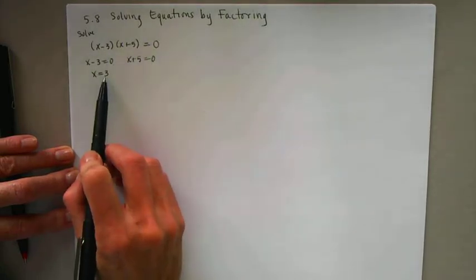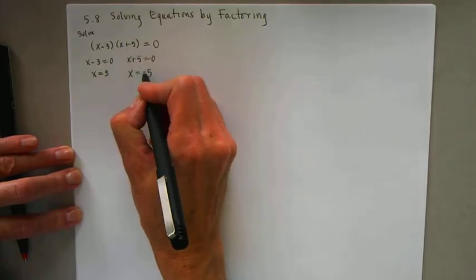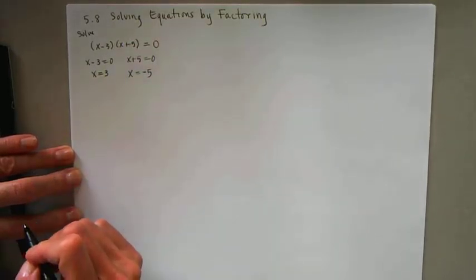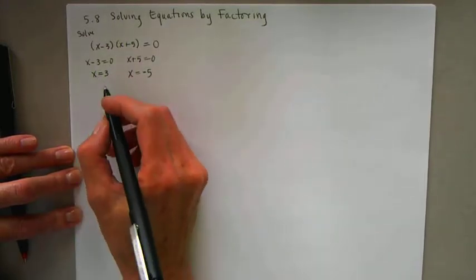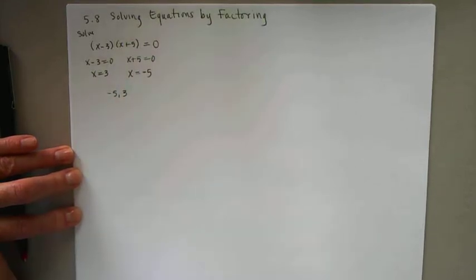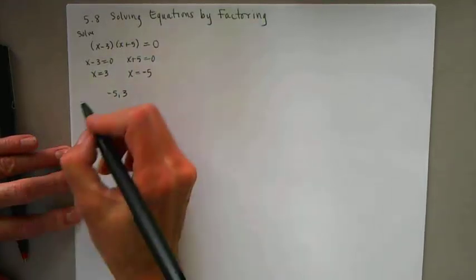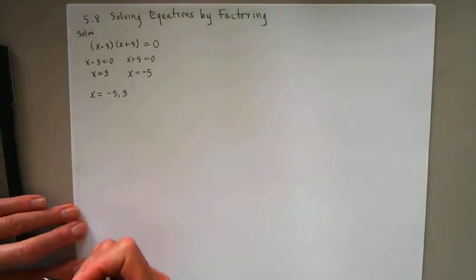So 3 is the solution. And here, if I subtract 5 from both sides, I would get -5 is the solution. So those are your two answers to this problem. And in my math lab, they just list them. They probably go smallest to largest, so they would just look like that. And we know technically we're telling them that that's what x equals.